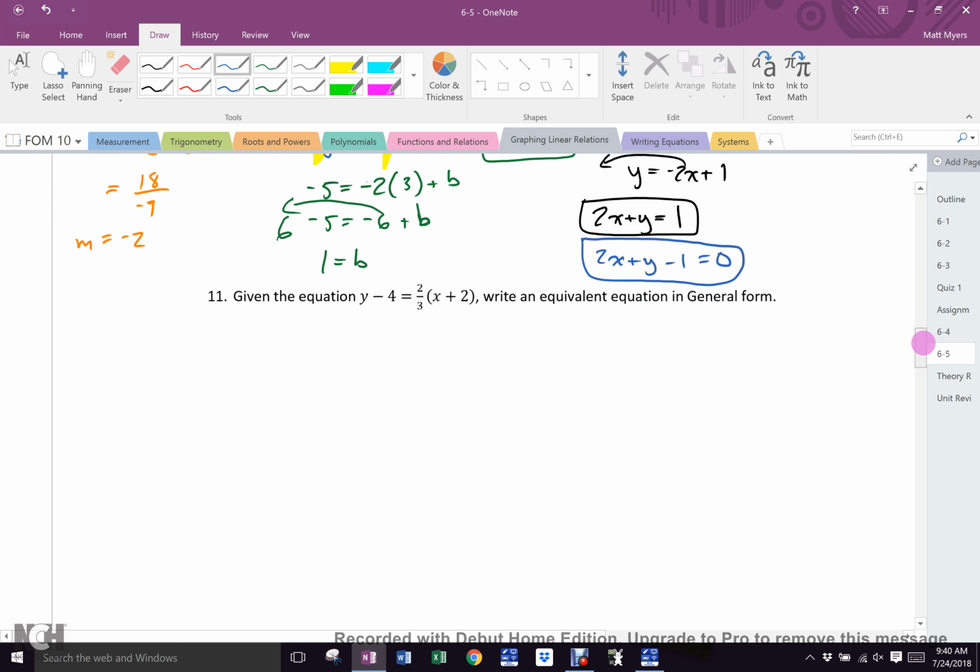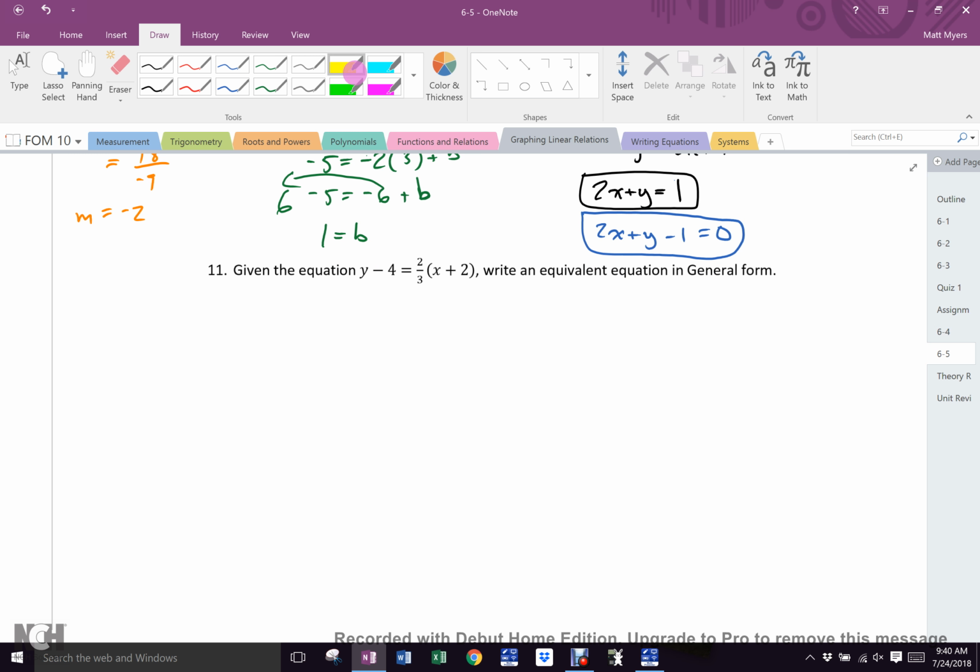So now, we'll do some easy ones. How do I turn that into general form? What is general form? I remind you again, ax plus by plus c equals 0. And all that is on your data booklet. You don't have to have it memorized. So what I have is this.